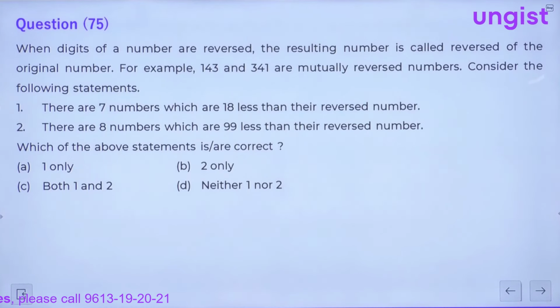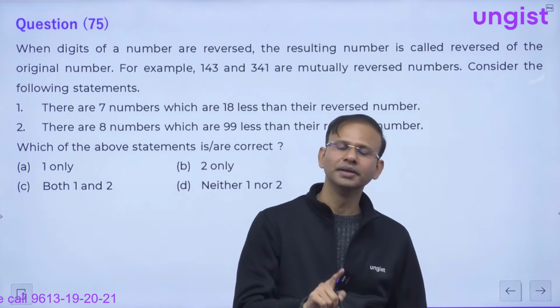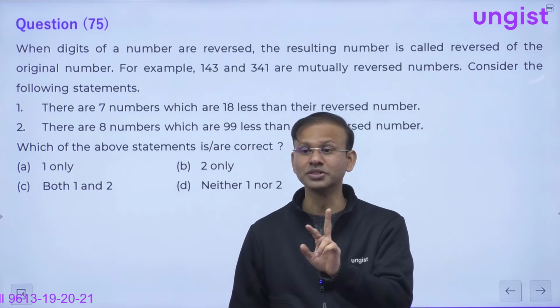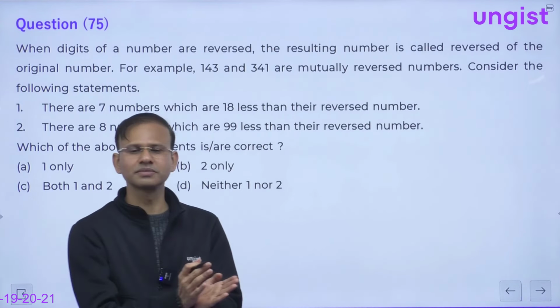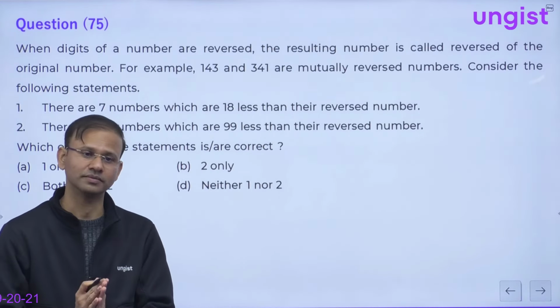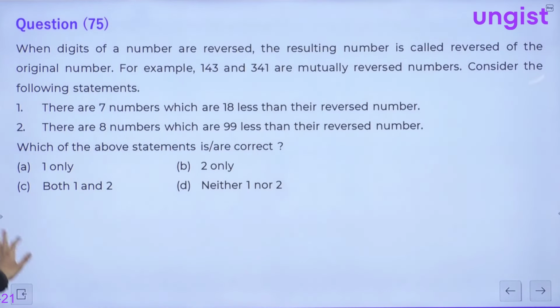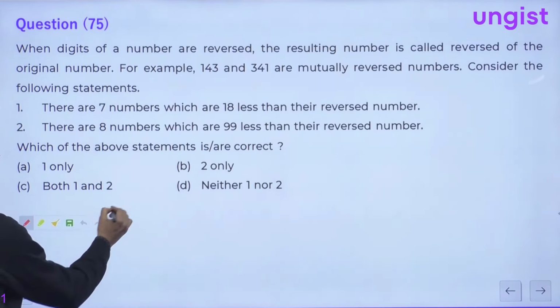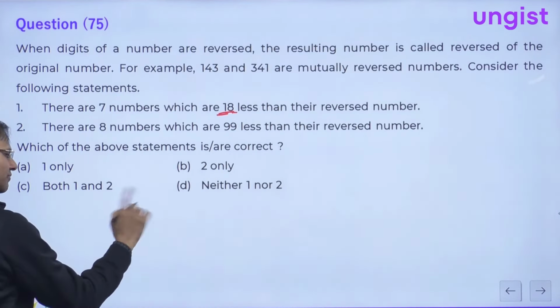Guys, 18. When they are talking about 18, 18 is the multiple of 9. It must be like they are talking about a 2-digit number, right? Because for a 3-digit number, it is a multiple of 99. So here they are talking about a 2-digit number, right? So guys, for a 2-digit number, 18 means what? 9 into 2. So the digits' difference would be 2.